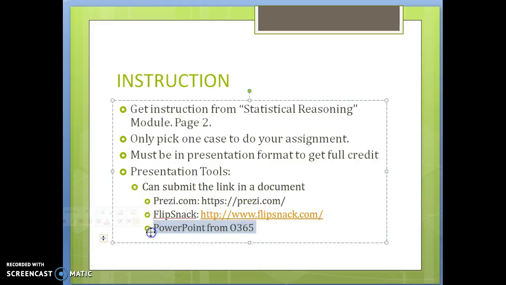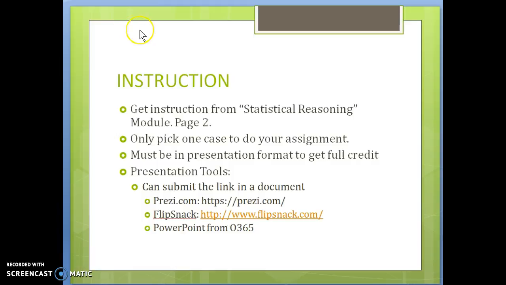You can also use PowerPoint from Office 365. It is provided through Georgia Virtual School. Go to your email, to the top left corner, and you go to PowerPoint. Okay? Let me know if you have questions, or you can do it in your regular PowerPoint and upload it as a document.